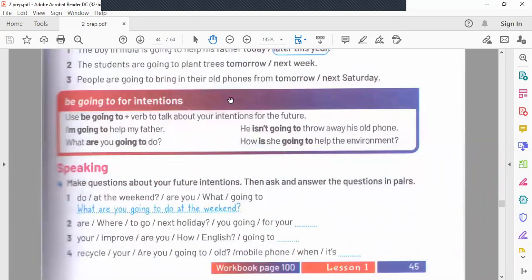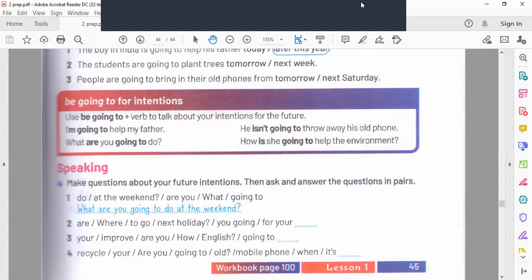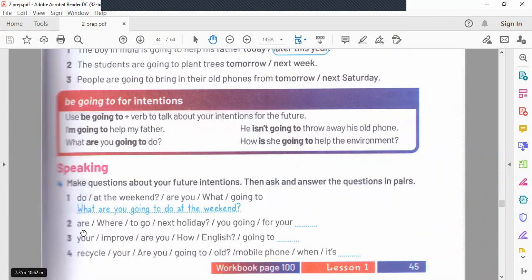Let's try to answer it. Where are you going to go for your next holiday? So the answer will be, where are you going to go for your next holiday?